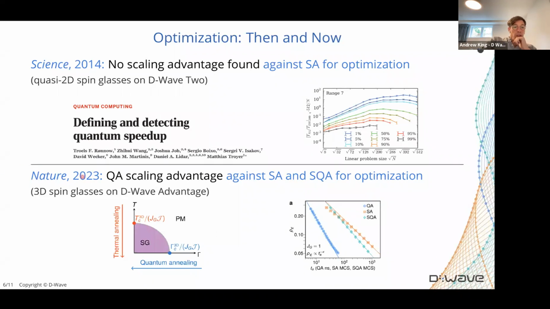So what we showed in our publication this year is that we do find a scaling advantage. And we see the scaling advantage in the form of a faster decline of residual energy density. Residual energy density is a physicist's way of saying how much money is left on the table when I'm finished doing the best that I can with this optimization problem.